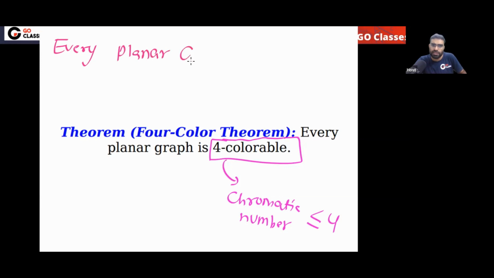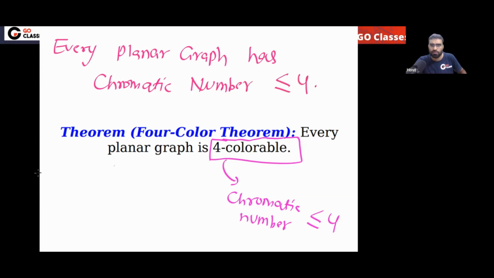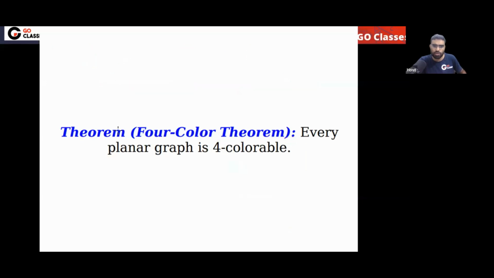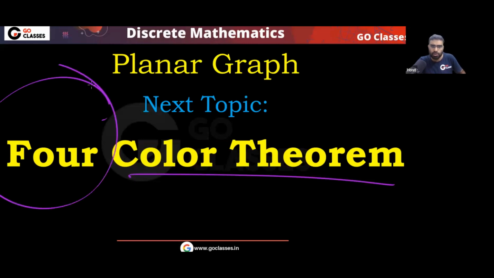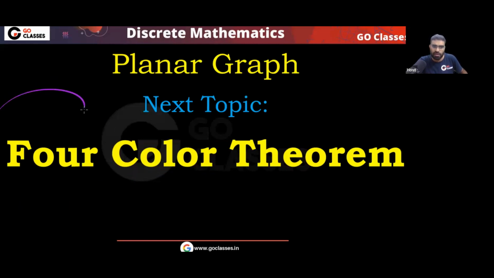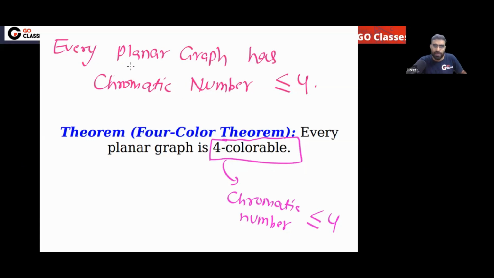You can take any planar graph. Every planar graph has chromatic number less than or equal to 4. Is this clear? Please tell me. This is called the four-color theorem. This is very popular, let me tell you. The name itself is telling you: every planar graph is four-colorable, meaning for every planar graph, the chromatic number is less than or equal to 4.